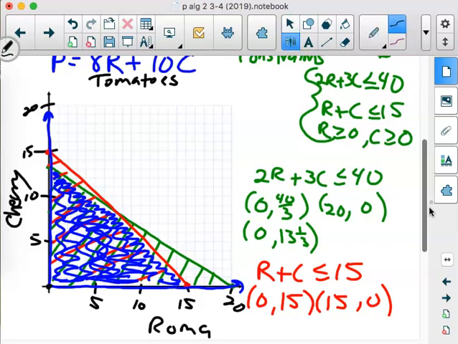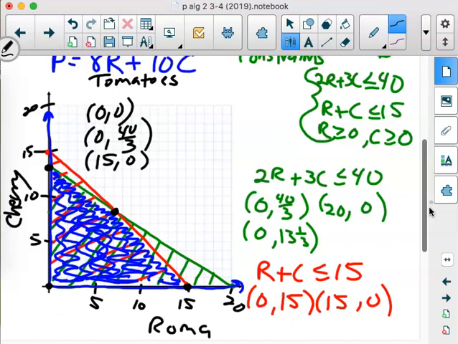We know where this one is. We know where this one is. And we know where this one is. The problem is this one right here. So I definitely know this is 0, 0. And I definitely know this was at the end of my green line. That's why color coding is so valuable. My green line was 0 and 40/3. This was at the end of my red line, which was 15, 0. And then I have that last one.